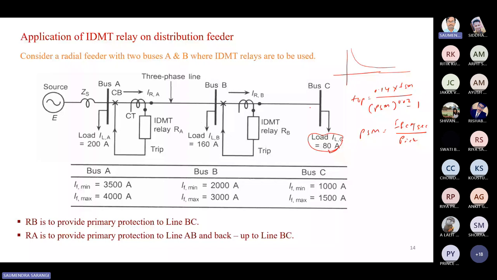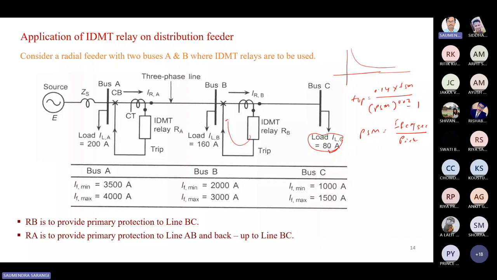So this CT is nothing but giving the signal to the relay. The relay will give a signal to the circuit breaker. The circuit breaker will operate, okay? So now what we can do, if you observe, the load current is 100 ampere, 80 ampere. So normally we may set the relay up to 125%.